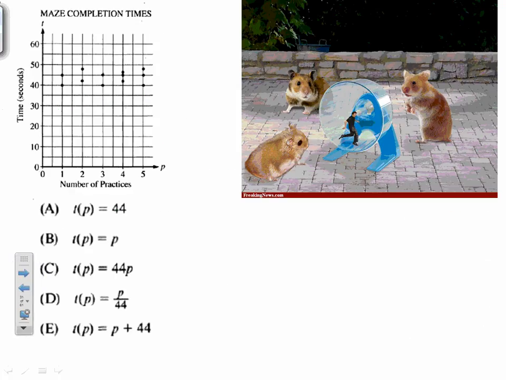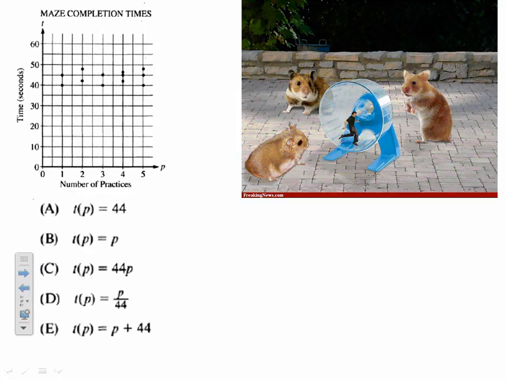So let's check out these equations and see which one makes the most sense. So A is pretty good because the line of best fit would basically be going through the middle here, which is pretty much accurate because there is no correlation between the number of practices and the time. So this makes sense for now, but let's just look at the other ones to make sure that A is the best choice. B is saying that the time is the same as the number of practices, which really doesn't make sense because then all our values would be down here, because it'd say that the number of practices is exactly the same as the time in seconds that these hamsters are taking to complete the maze, so B doesn't make sense.